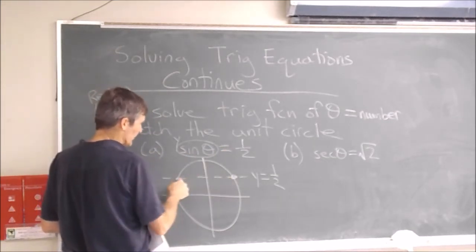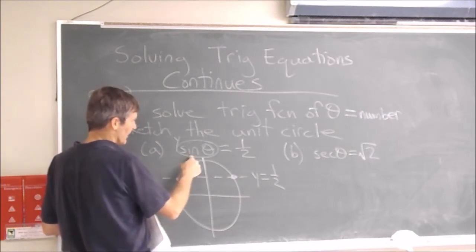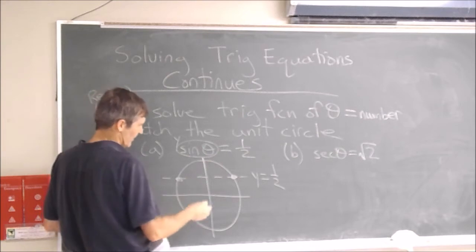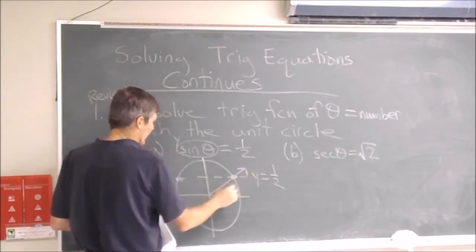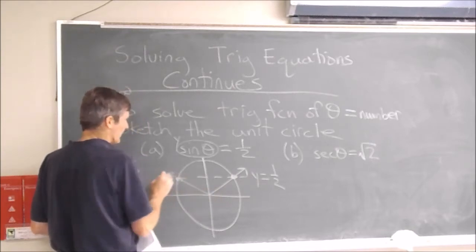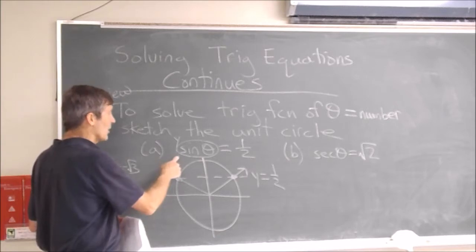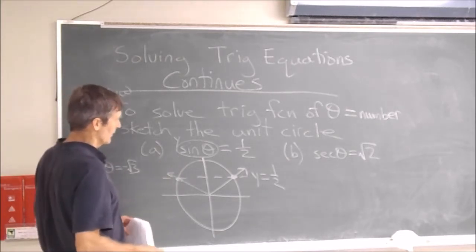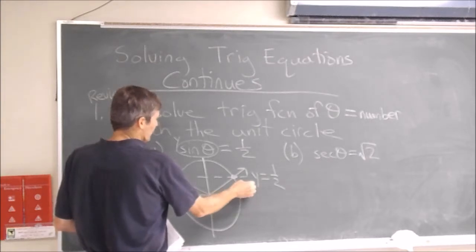And then that tells you what terminal rays are possible to give you sine theta equals a half. They have to go through one of these 2 points, or you wouldn't have the y-coordinate equal a half, hence sine theta not equal a half. So there's only 2 possible terminal rays, that one and that one, to make the sine theta equal a half. Now, if you're solving it for theta arbitrary, there's an infinite number of solutions. Let's do the ones between 0 and 2 pi.